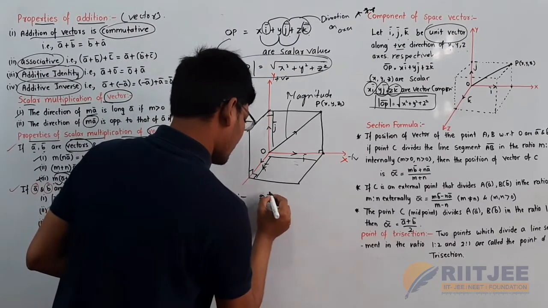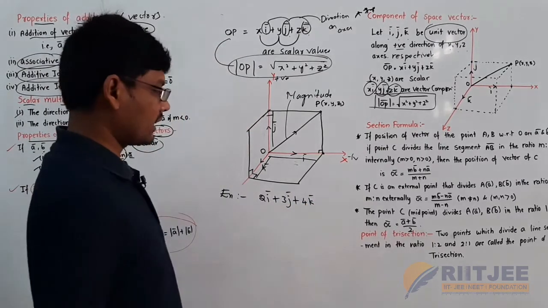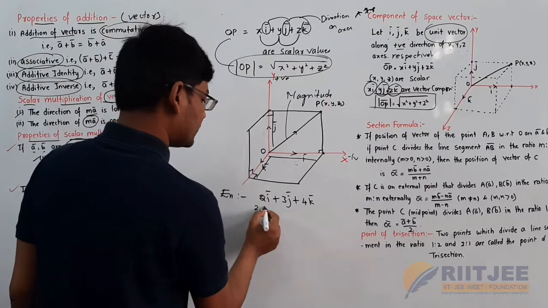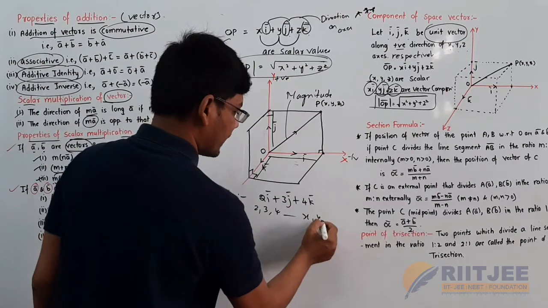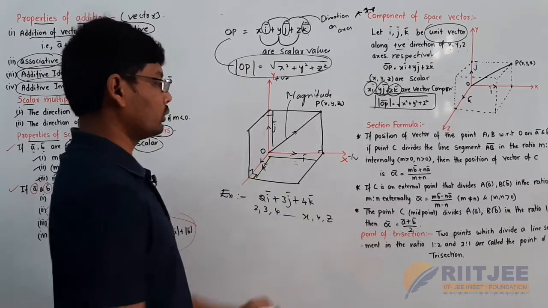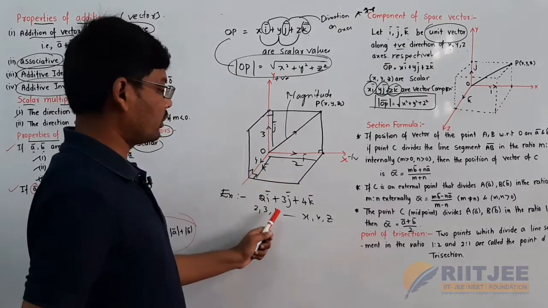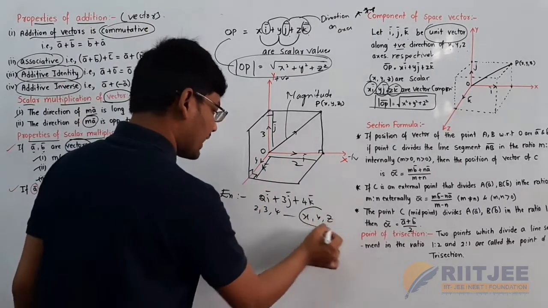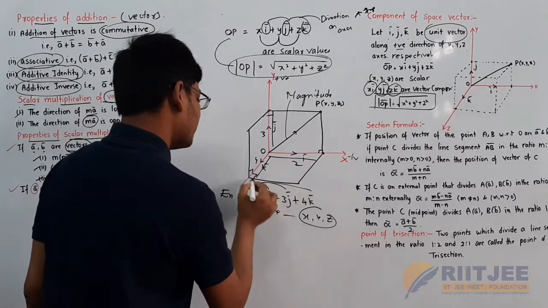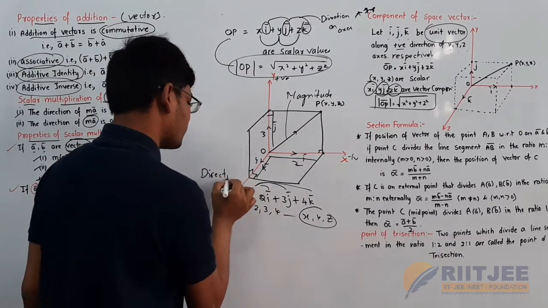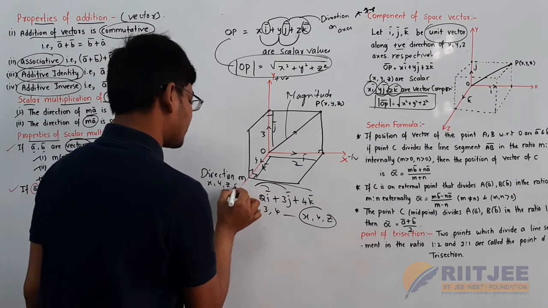For example, 2i bar plus 3j bar plus 4k bar. This is a vector where 2, 3, 4 are distances on the x axis, y axis, z axis respectively. 2, 3, 4 are distances on x, y, z axis, where i bar, j bar, k bar are the directions on the x, y, z axis.